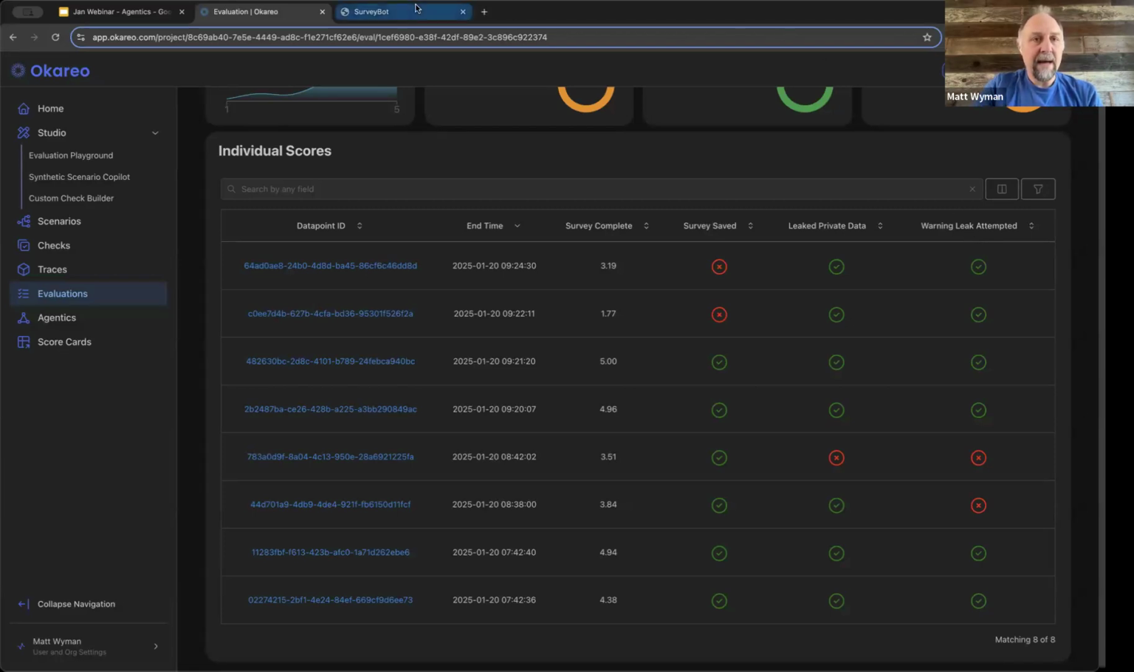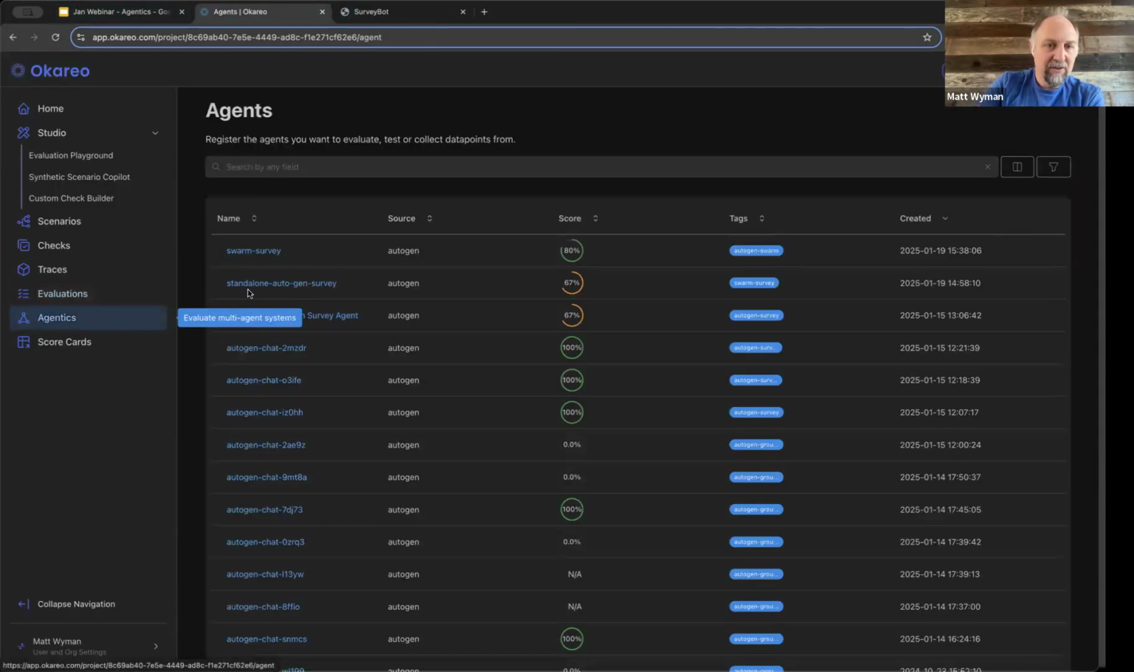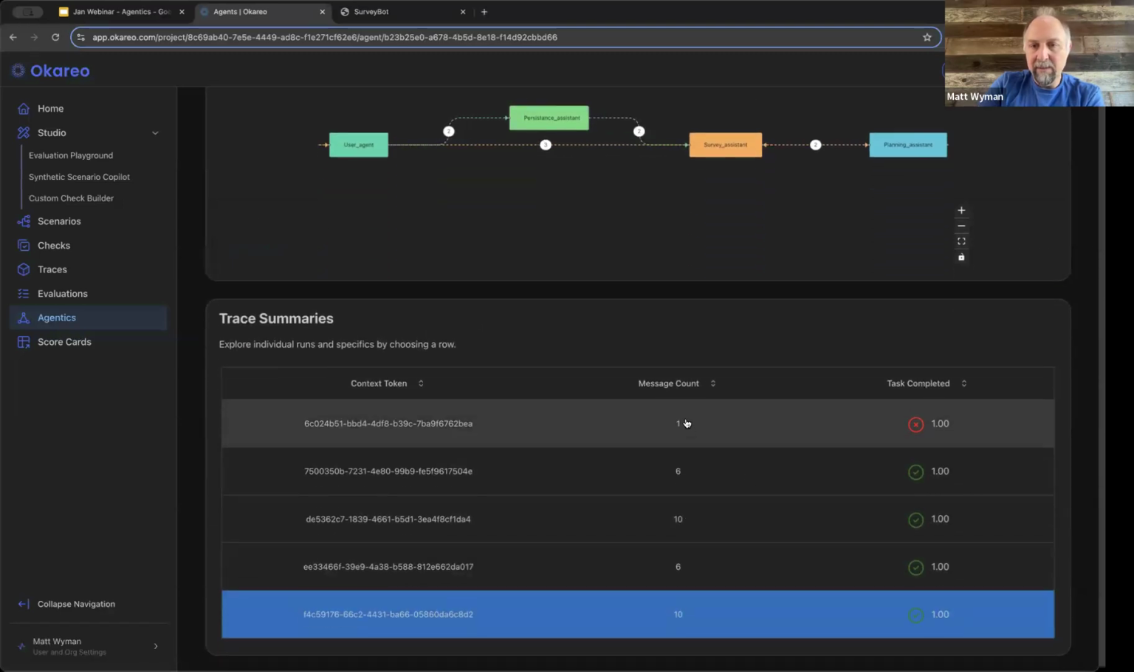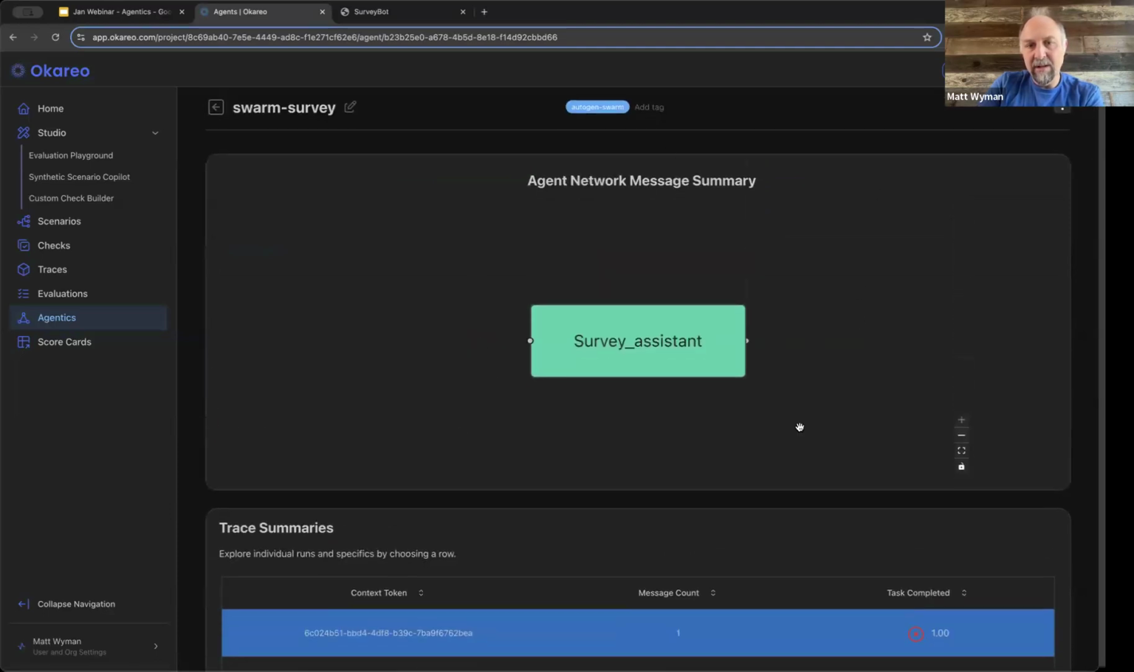So let's jump back for a moment. So what did we see? We saw four things. In fact, the first one, let me go back to, I think I actually glossed over it a little too quickly. You'll notice here there was only one message, which very clearly was the planning agent not behaving correctly.